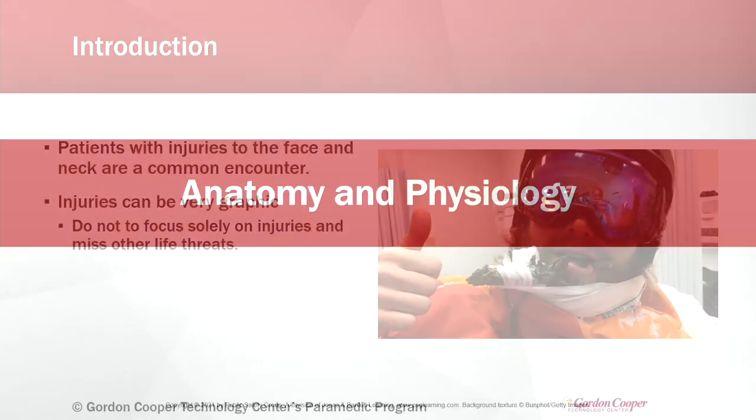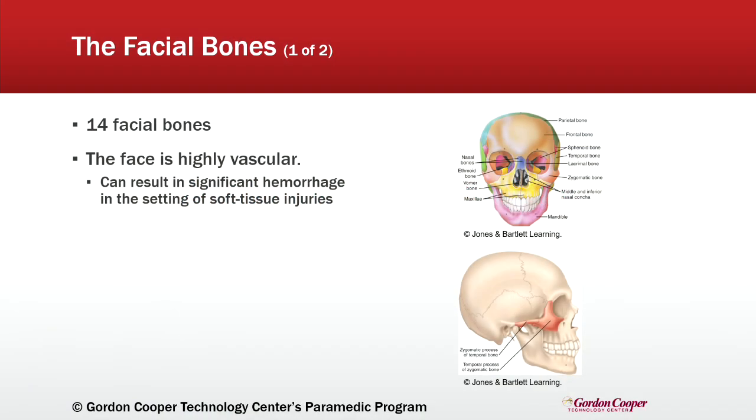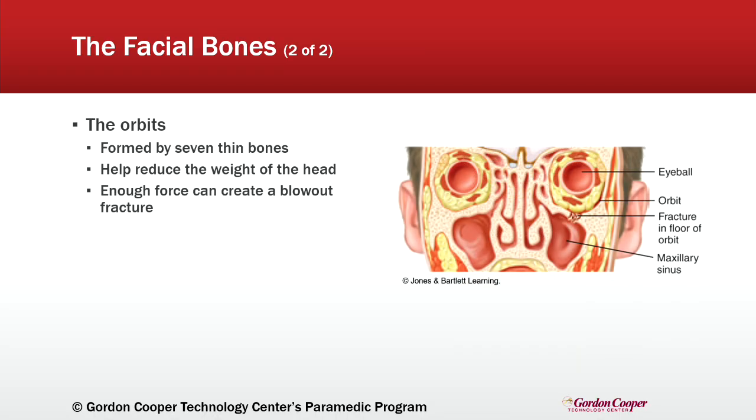All right, so let's do a little anatomy and physiology review. Remember, the face is structured by 14 facial bones. These include nasal, ethmoid, vomer, maxilla, parietal bone, frontal bone, sphenoid, temporal, lacrimal, zygomatic, which is around the eyes, middle and inferior nasal conch, and the mandible. Because the face is highly vascular, the soft tissue injuries that happen here can lead to a significant amount of bleeding anytime the face is involved.